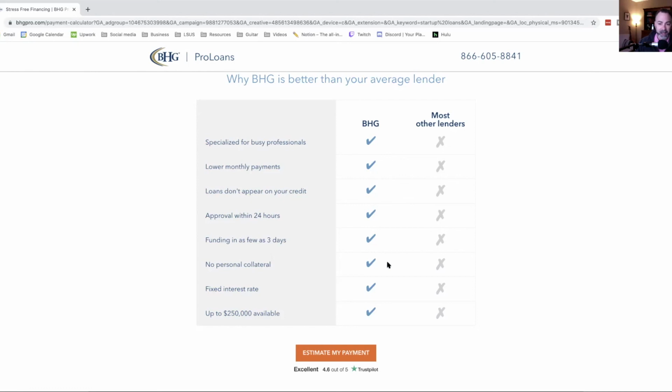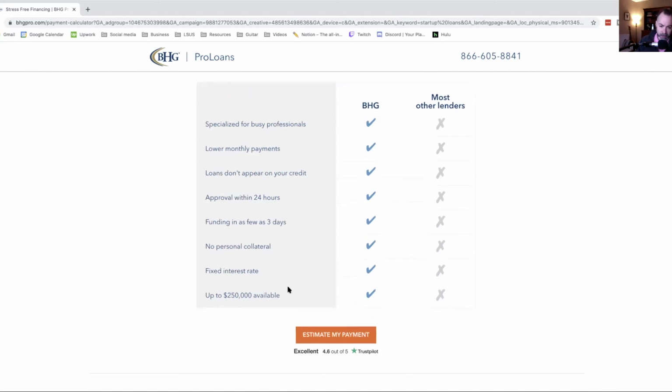In their instance, they don't use personal collateral at all. They don't use cars or homes or anything like that. Okay, so now if BHG is going to be a competitor of mine, if I realize that later on, then I need to know that if they're doing it without collateral and I'm doing it with collateral, now they have an advantage over me. They've got fixed interest rates instead of variable. Okay, something to think about.